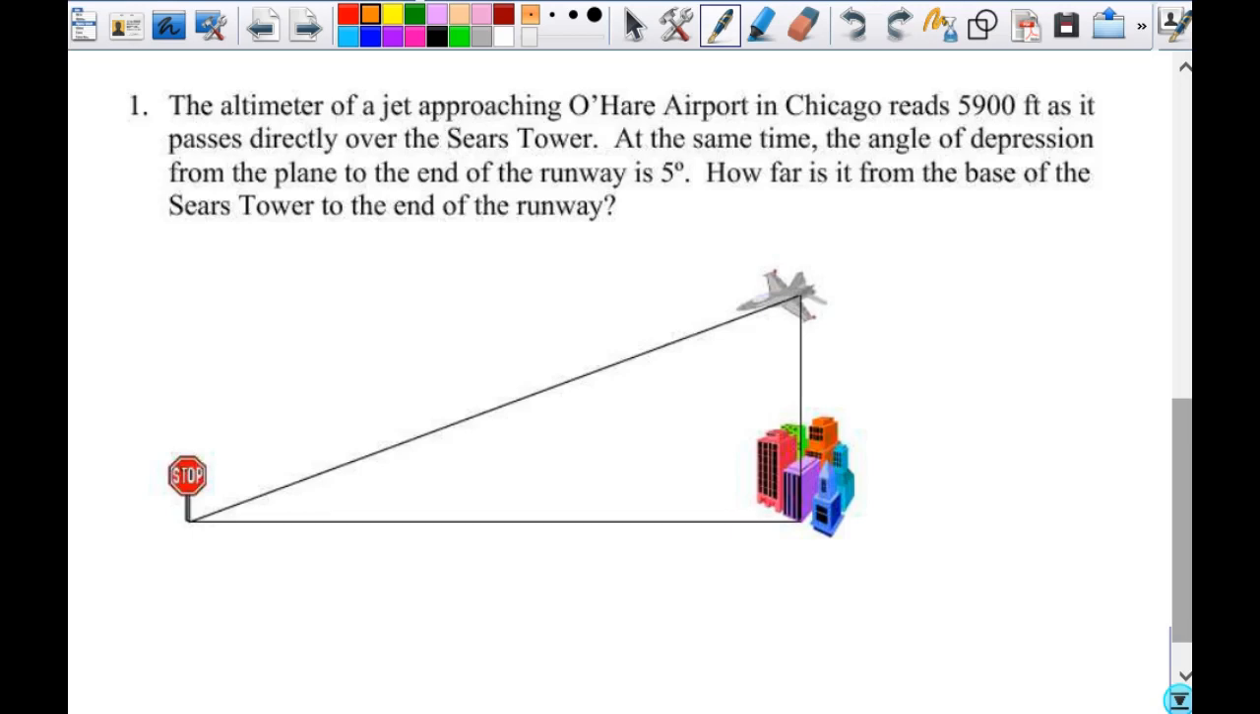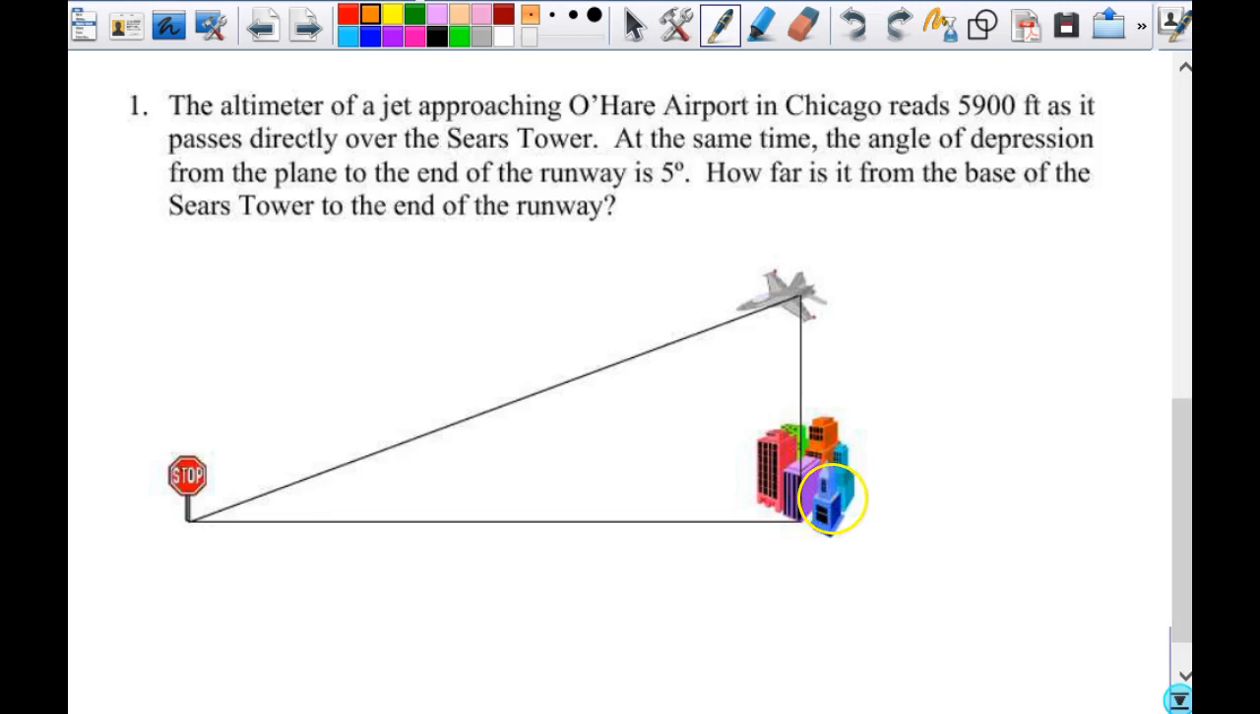The altimeter of a jet at O'Hare Airport in Chicago reads 5,900 feet. Okay, so it's not an angle measuring device, right? You can kind of deduce that. As it passes directly over the Sears Tower, at the same time, the angle of depression from the plane to the end of the runway is 5 degrees. How far is it from the base of the Sears Tower to the end of the runway?